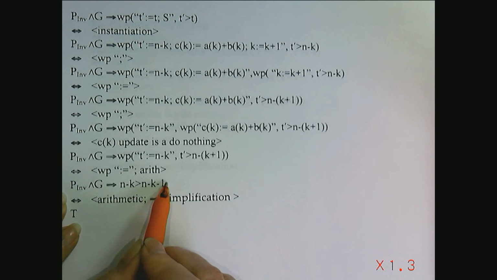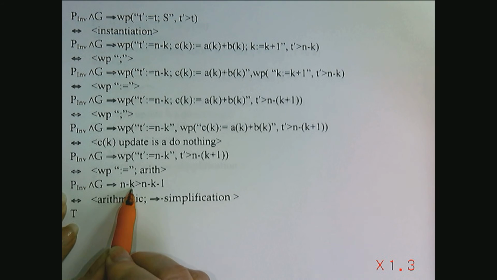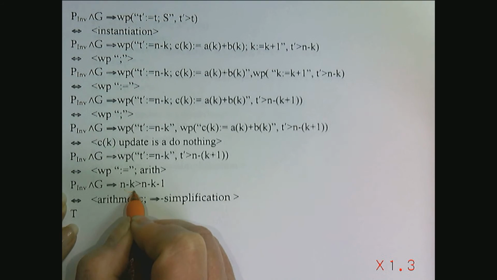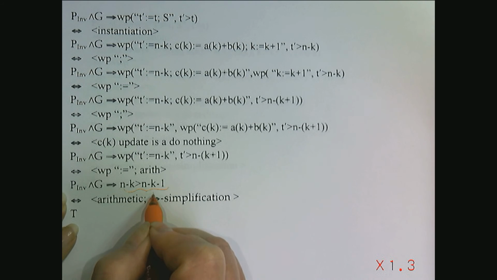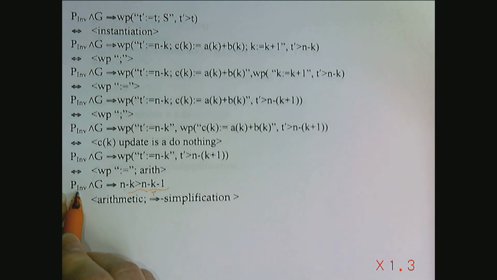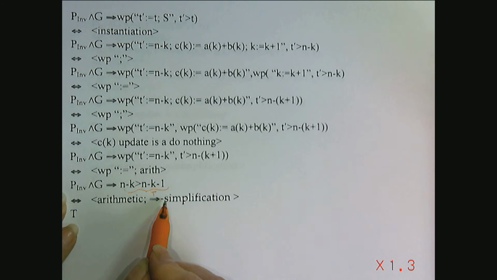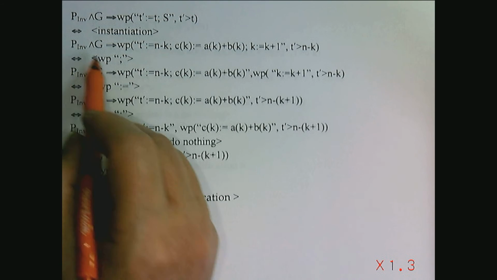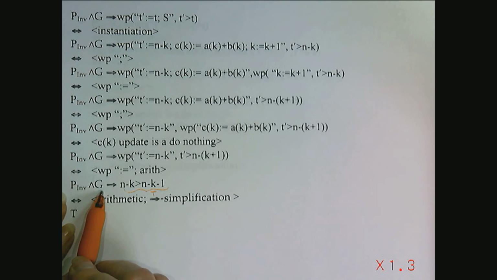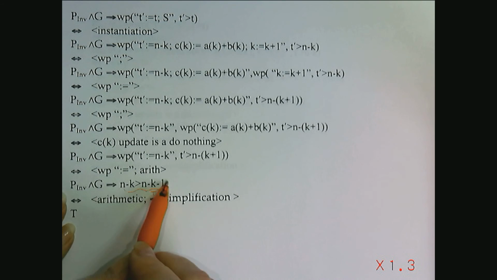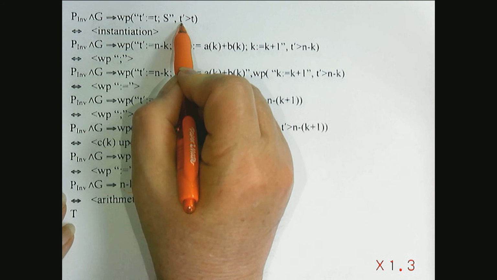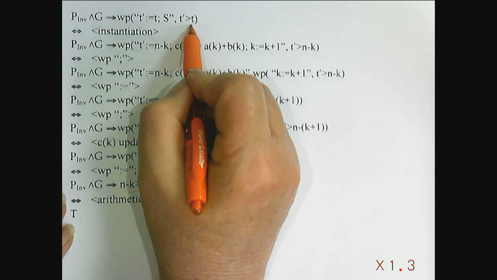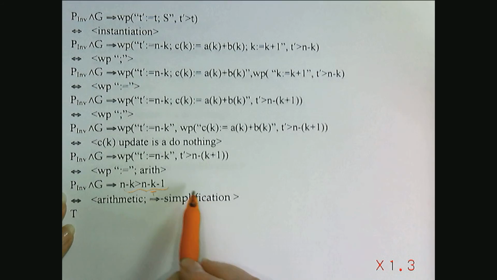Well, if we think about it, on the right-hand side, n minus k being greater than n minus k minus 1 has to always be true. And any expression implying true, by implication simplification, is true. And so regardless of what the invariant and the guard are, by defining our bound function to be n minus k, it's always decreasing while we're iterating.